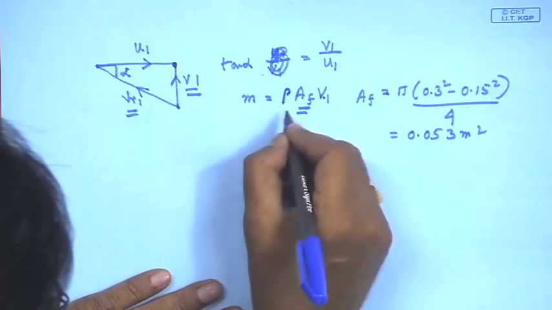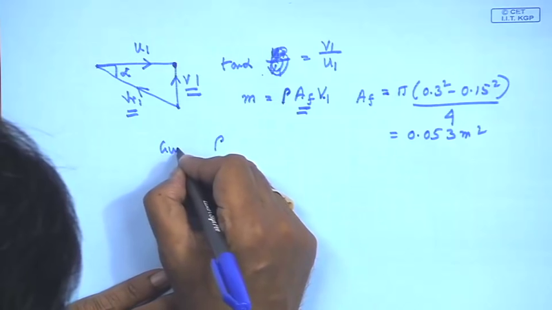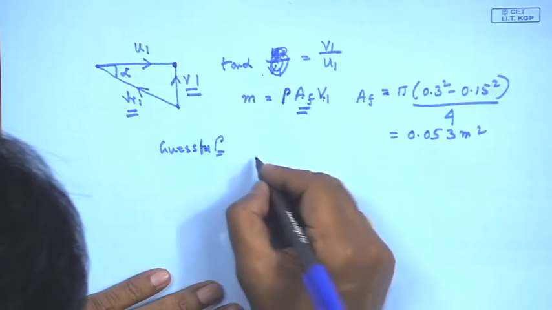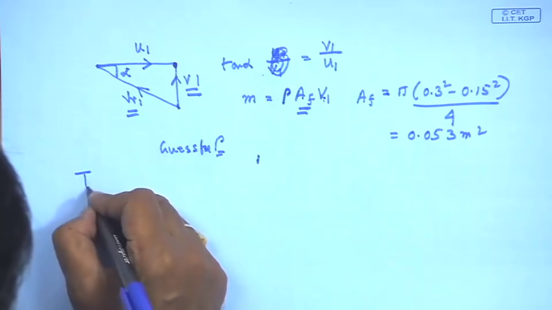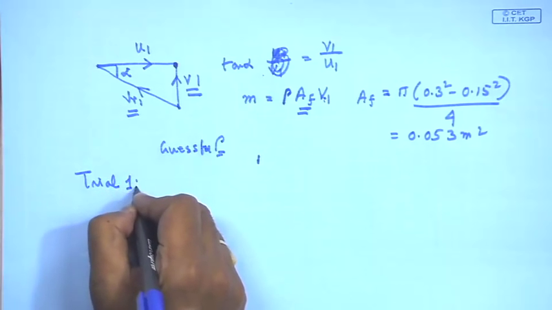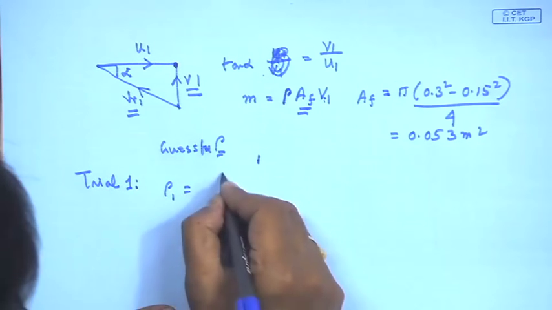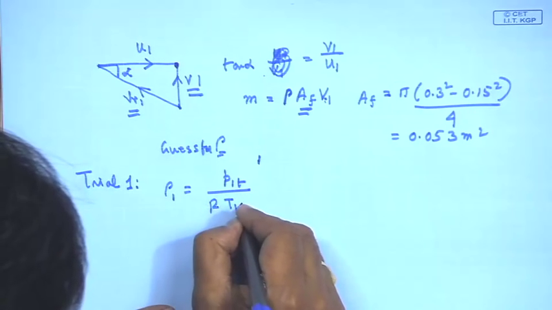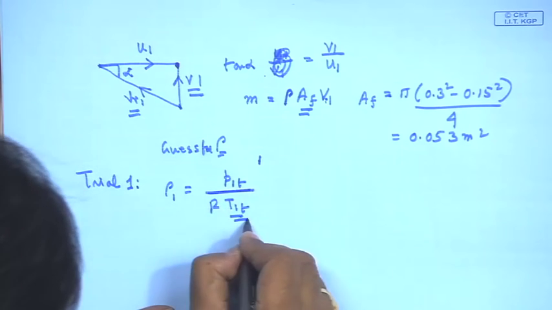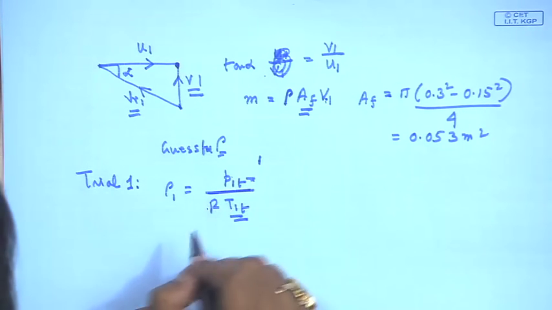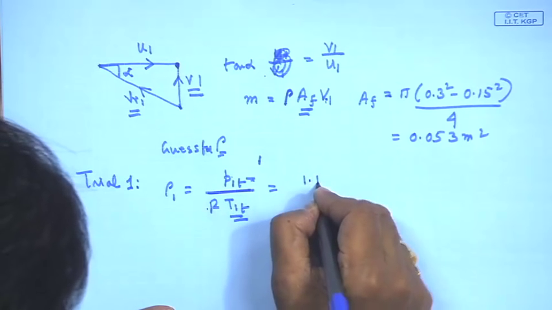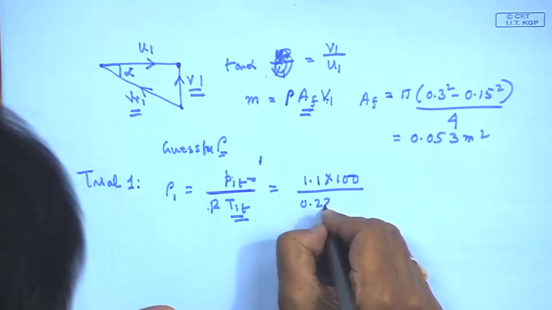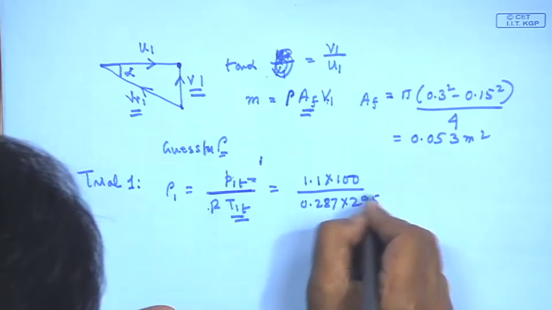So I have to make a trial. Guess rho and find out V1. How to guess rho? This is a trial method, trial 1. I guess rho from the total pressure P1T and T1T at the impeller inlet: rho equals P1T by R T1T. I know T1T, I know P1T. Based on this, I find it, and the value is 1.1 bar into 100 by 0.287 into 295. This is the value given here.